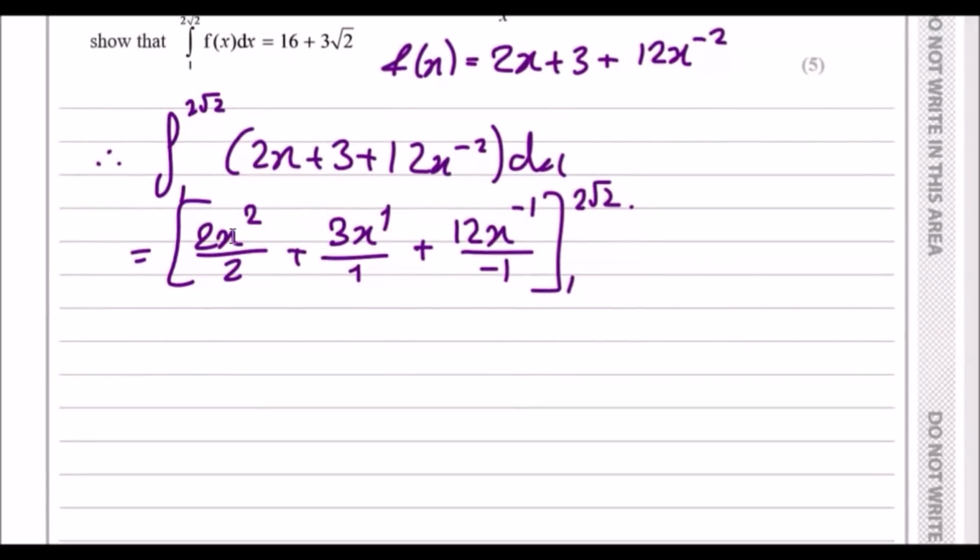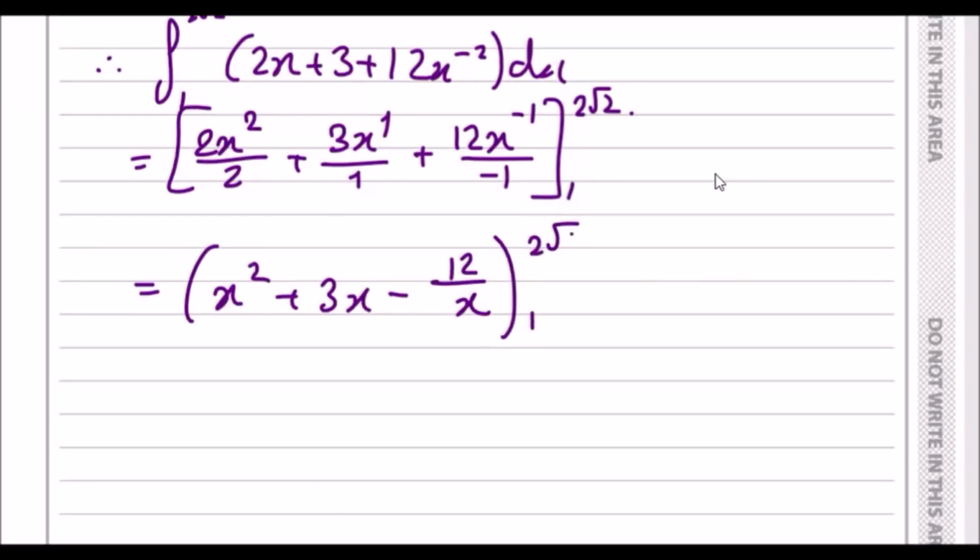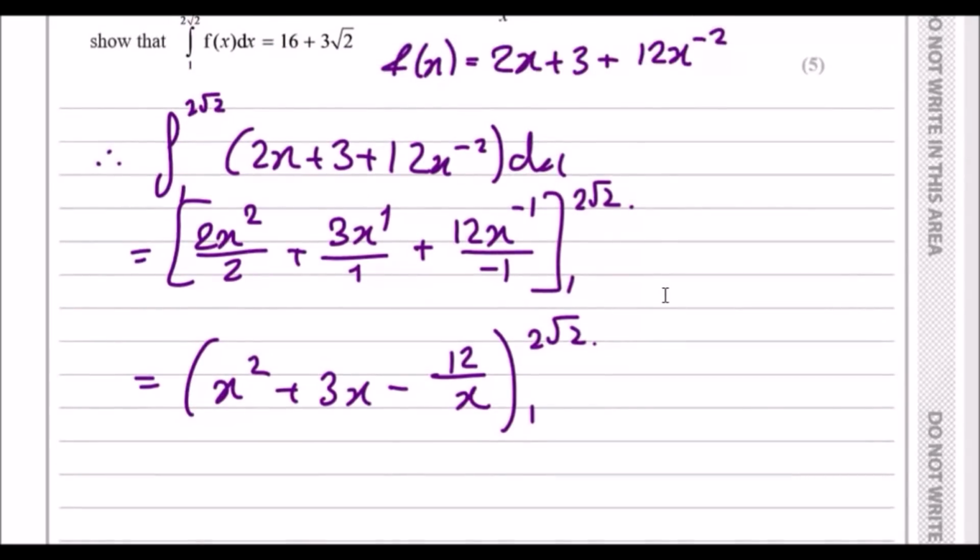What I would personally do is firstly try and simplify this. Inside the bracket, we're going to have x squared plus 3x, and this is going to be minus 12 x to the negative 1, or bringing x to the negative 1 underneath, minus 12 over x. And then you put the limits in. Thankfully, you can actually put this all in the calculator at once, which is a good thing.